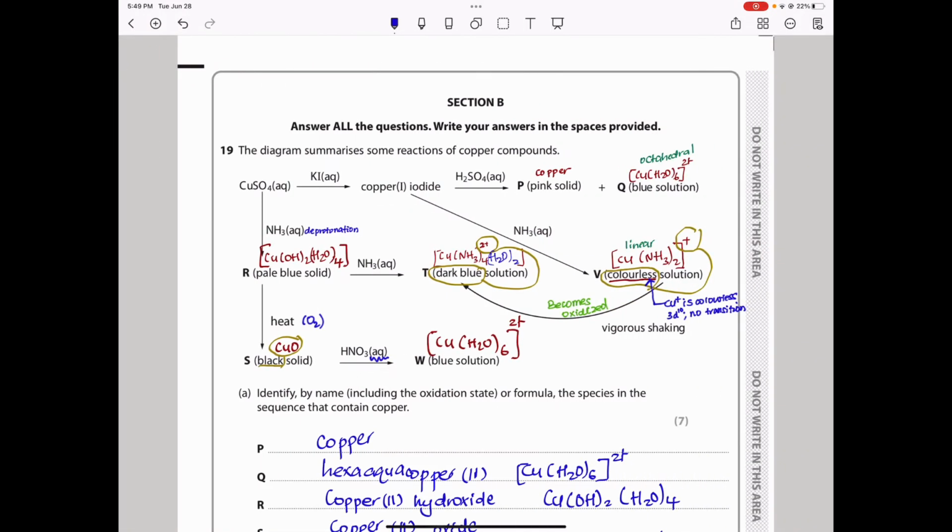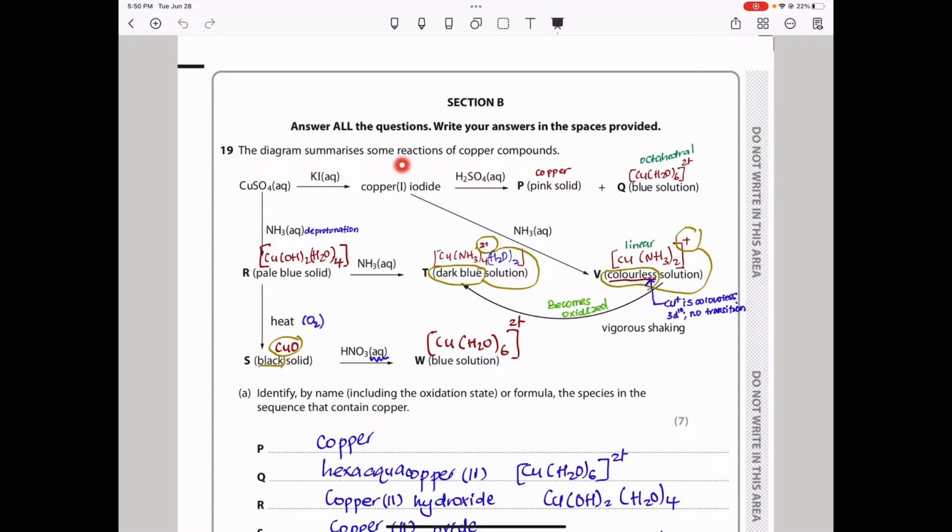The first question here is question 19. It says, the diagram summarizes some reactions of copper compounds. Again, remember here we're looking at copper, so they've given us copper sulfate reacting with potassium iodide to give us copper 1 iodide. And here we have sulfuric acid to give us a pink solid.